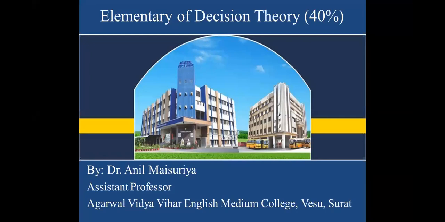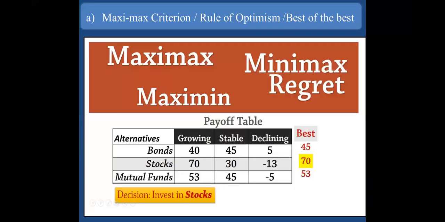As we know, we have started the elementary of decision theory and the weightage of this chapter is 40%. In the last lecture, we have seen the decision making theory under uncertainty. Today again we'll explain this method using a practical question.